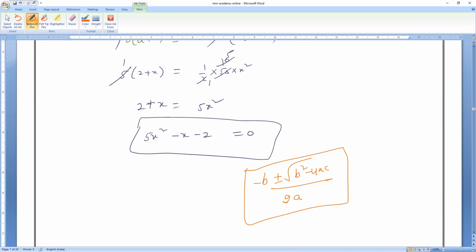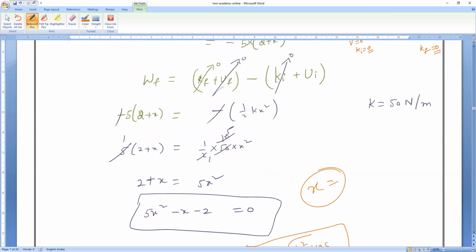Whatever you get, that is the x value. That's all it is. So please work it out. This is what this question is about. I hope you all are understanding. So this is all about spring problems. Today I am teaching only spring problems.